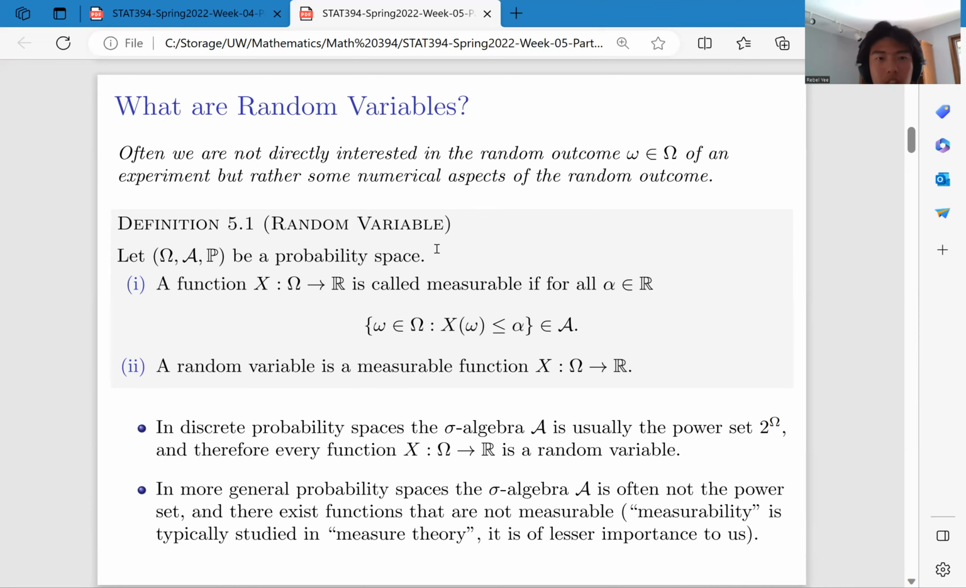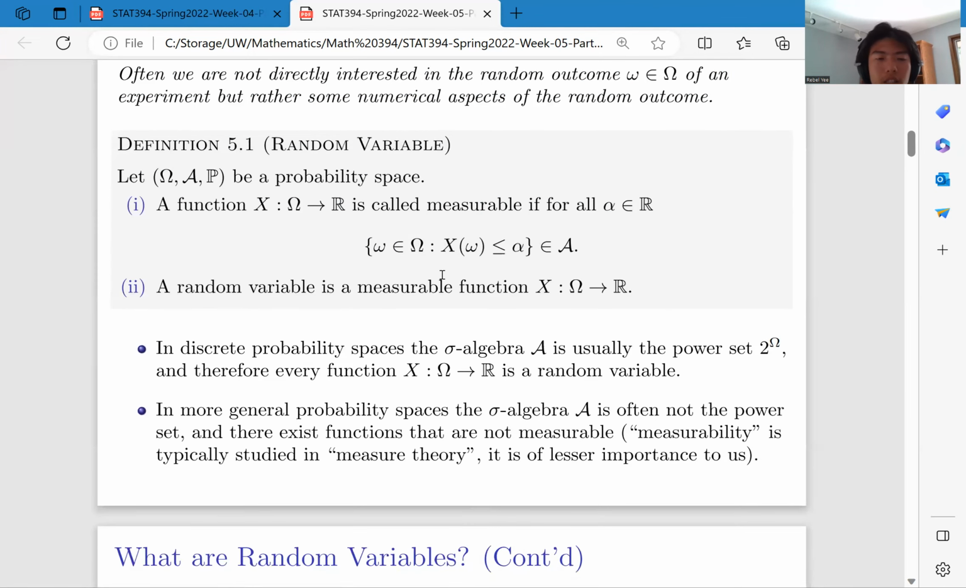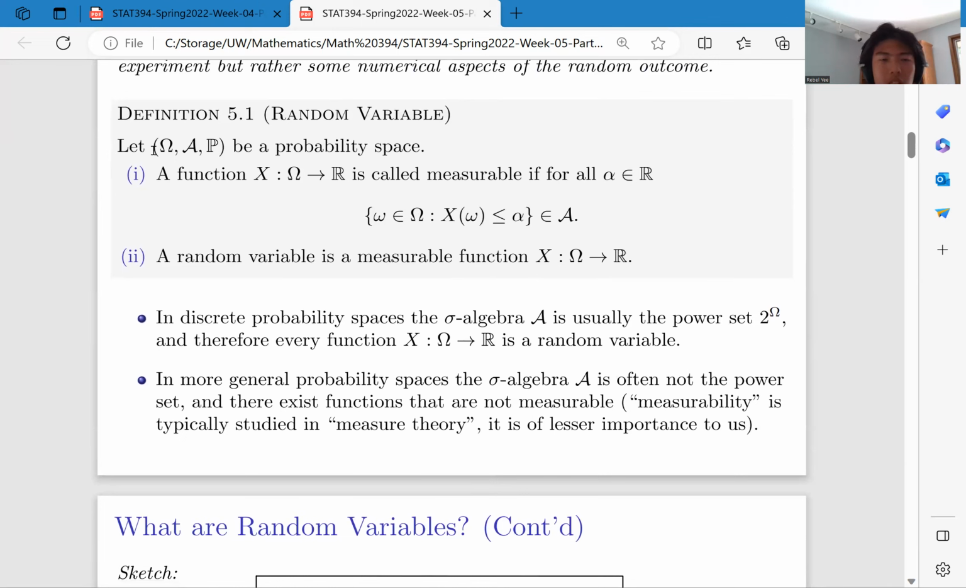So here's the definition of random variables. This helps us to simplify such complicated outcomes into real numbers. Often we are not directly interested in the random outcome W of an experiment, but rather some numerical aspects of the random outcome. First of all, let the probability space be this one, and we define a function from the probability space to the real numbers, and we call it measurable if for all alpha belonging to the real numbers, this is true.